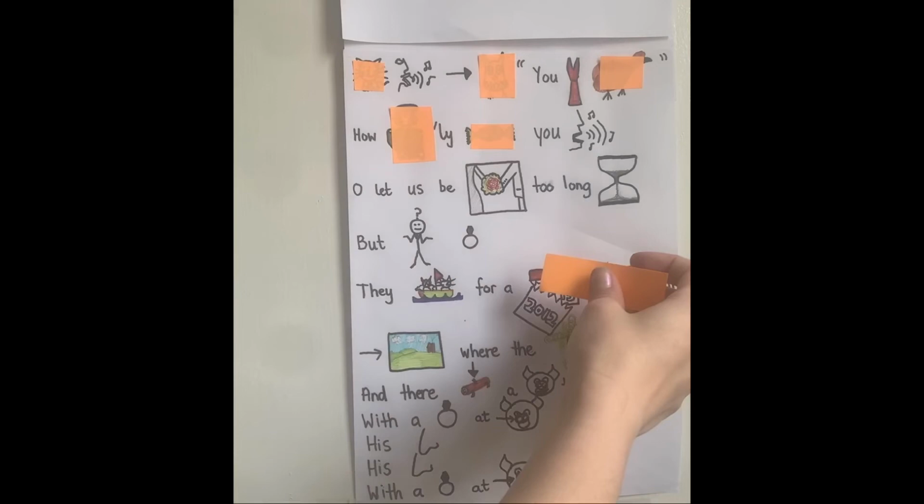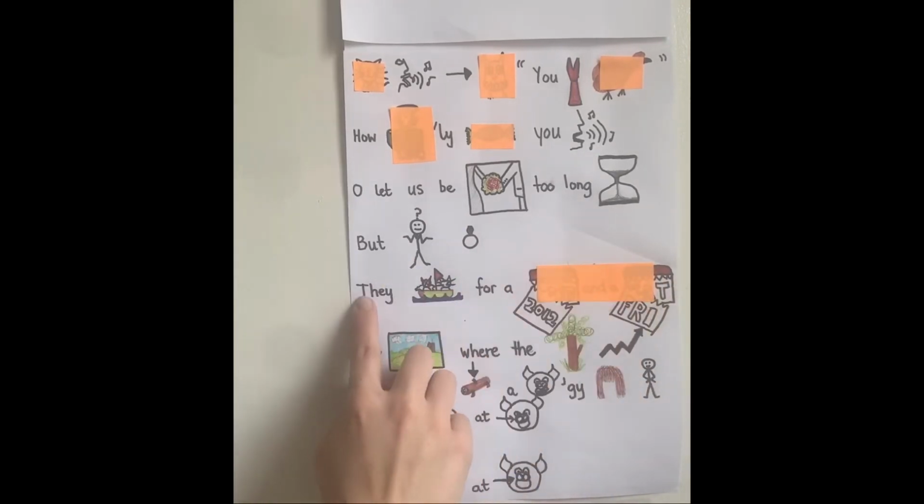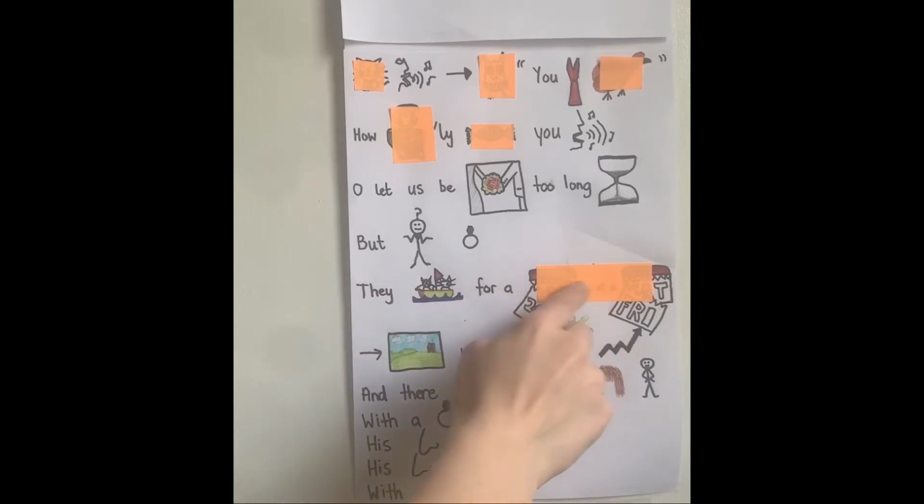They sailed away. What can you rhyme with away? They sailed away for April and May, a decade and a day.